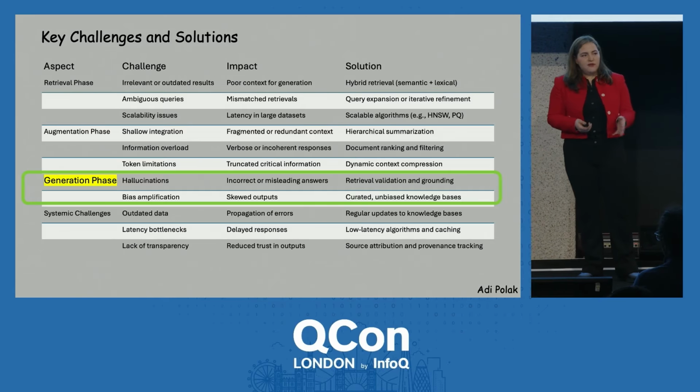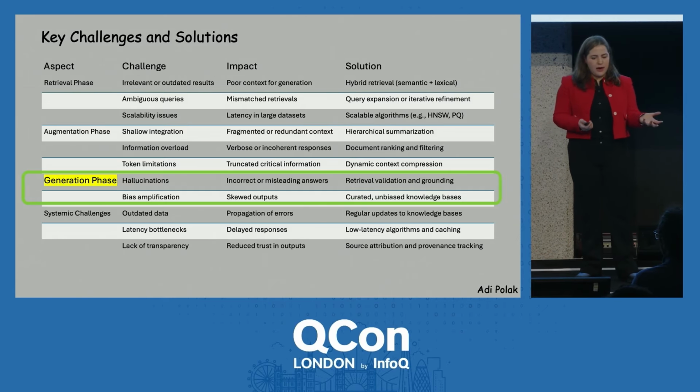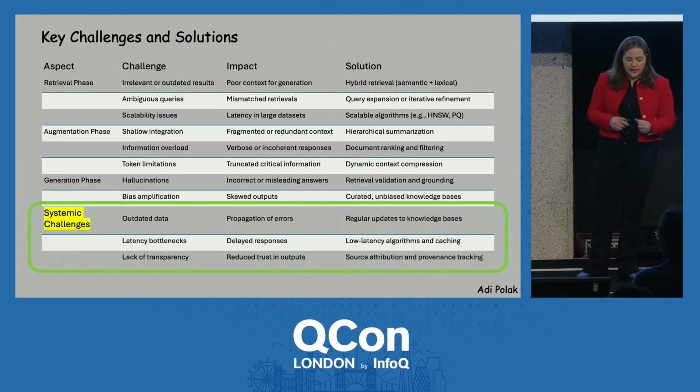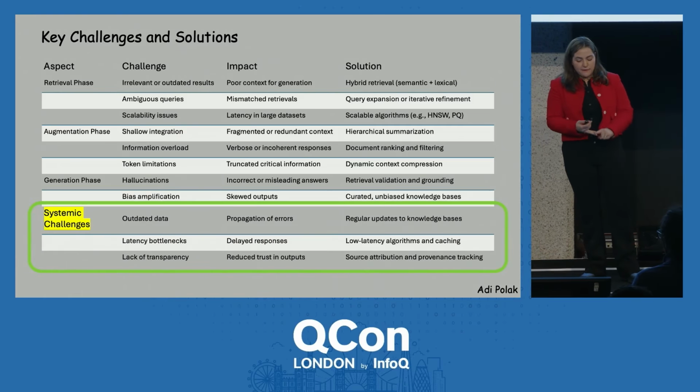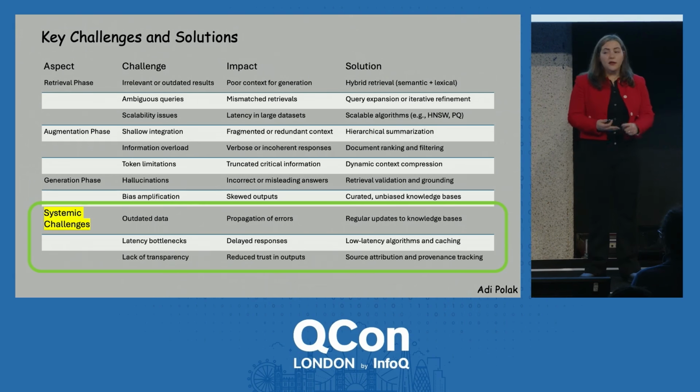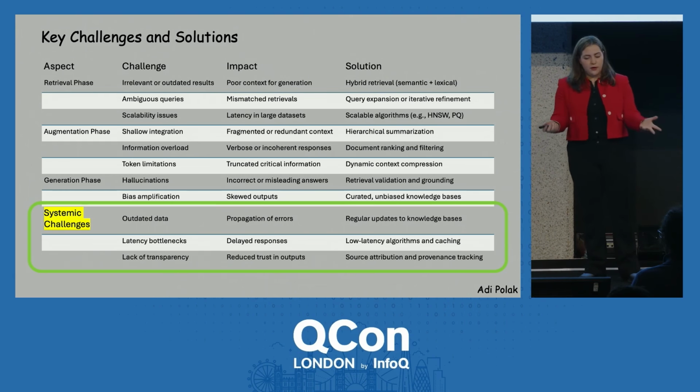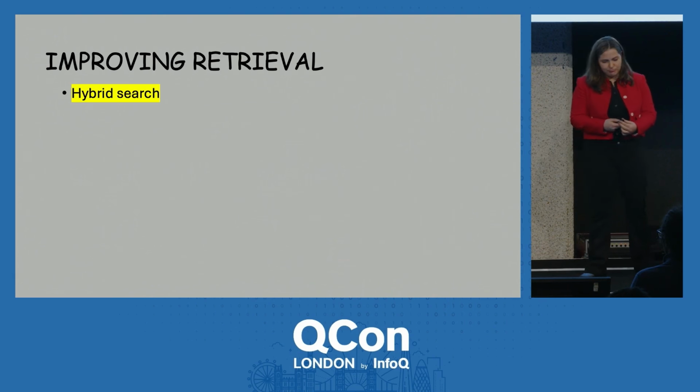The third thing is the generation phase, hallucinations, but we know RAG can help us there. And the last thing is systematic challenges: latency bottlenecks, lack of transparency, outdated data, all the things we know how to solve in the data space.